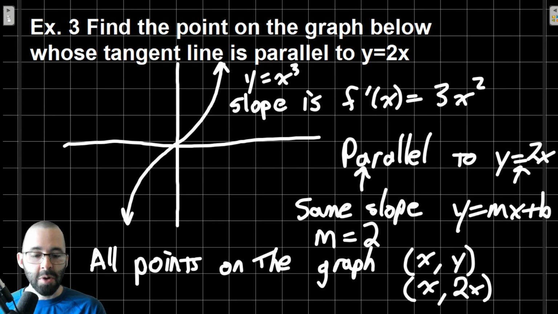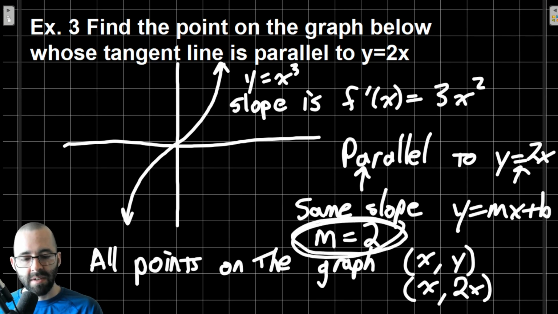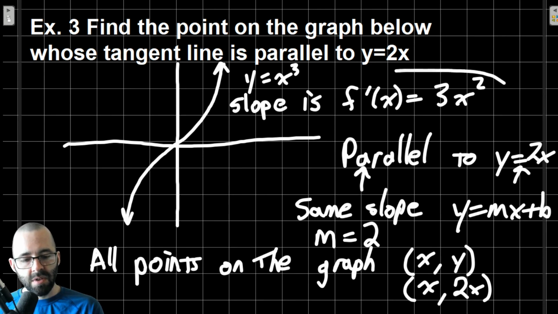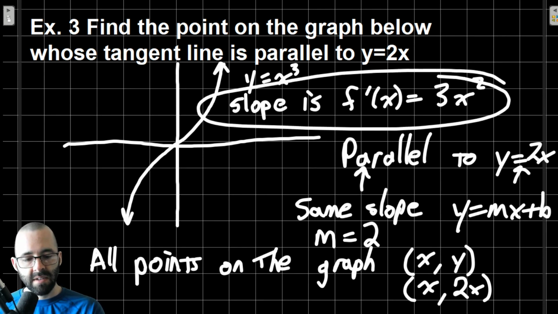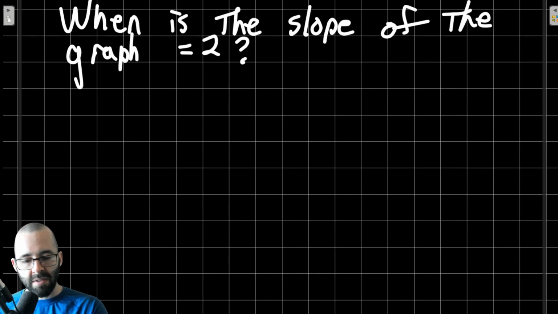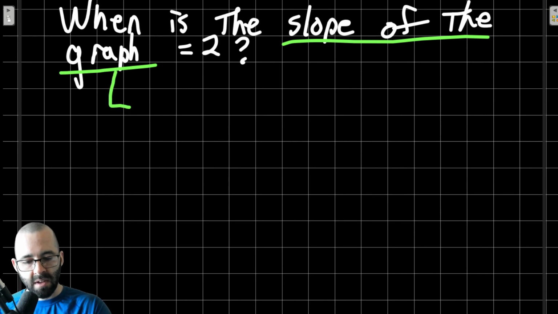Well, the slope of the graph is the slope of the tangent line. And the slope of the tangent line we said was 2. That's where this comes from. We also know the slope of the graph is this. The slope of the graph is going to be 3x squared. Okay. All right, slope of the graph. When is that equal to 2? Well, the slope of the graph we just said was 3x squared. So what we're really wanting to know is when is the slope of the graph equal to 2?